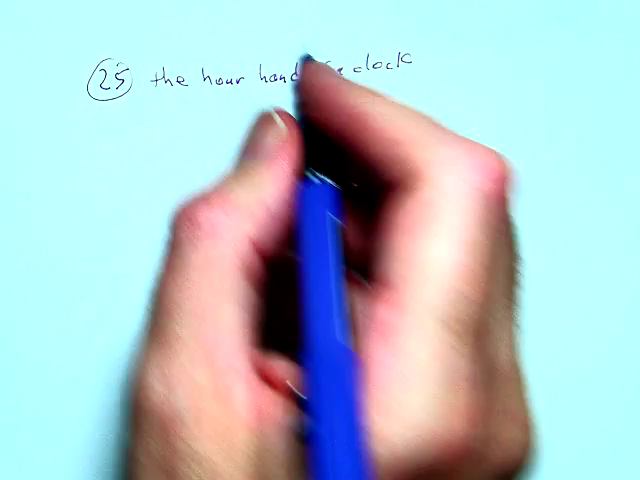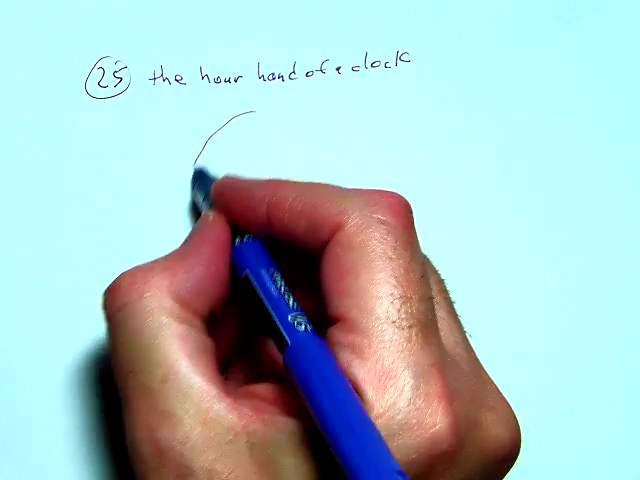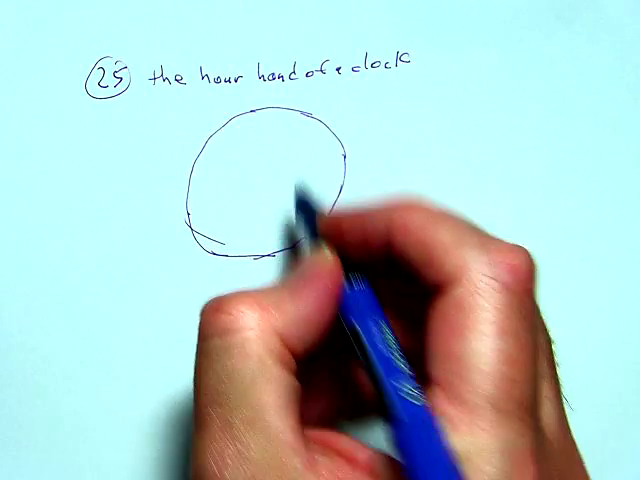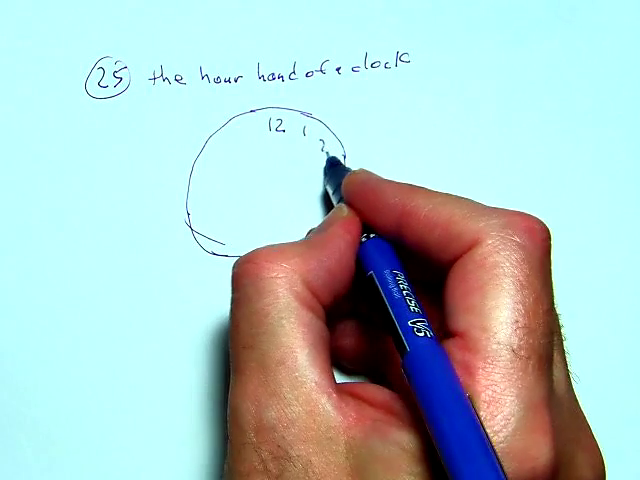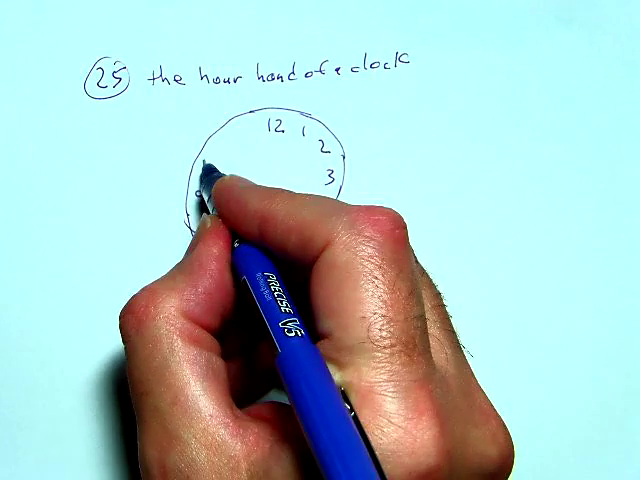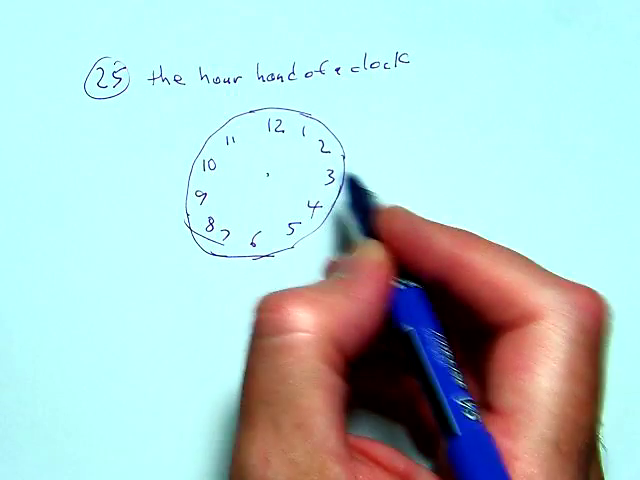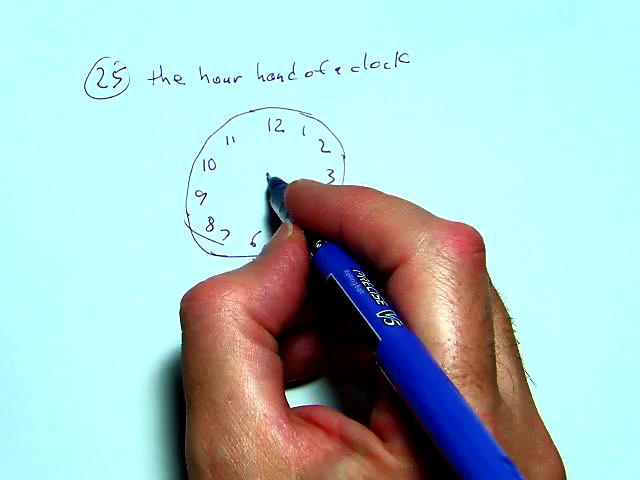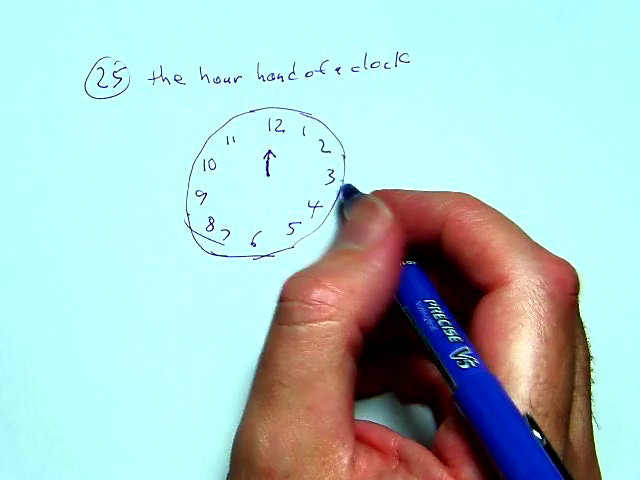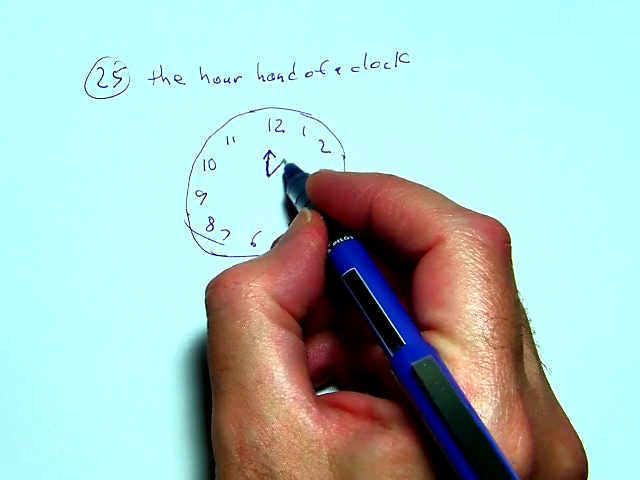So let's draw ourselves a picture. I always like to draw a picture. Kind of makes things much clearer and much more fun. So here we go. I'm drawing my clock. Okay, so let's say that we're going from midnight. Let's just draw the hour hand. And then an hour later, it's 1 a.m.